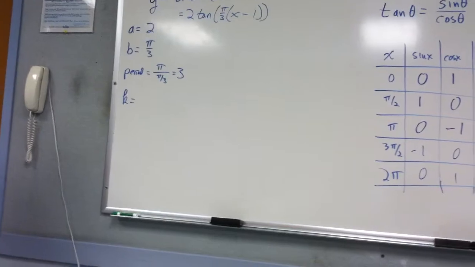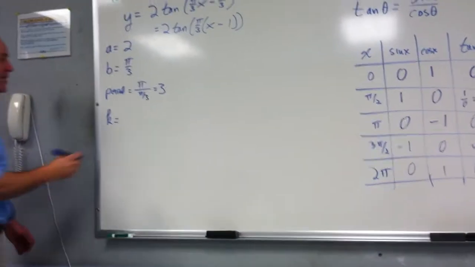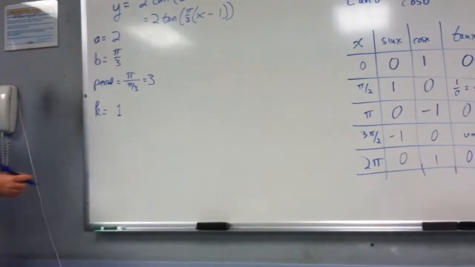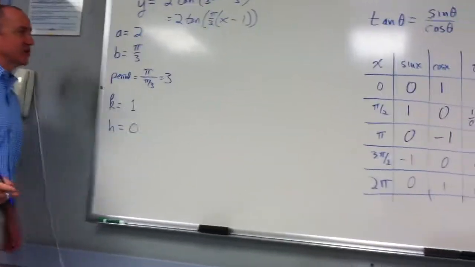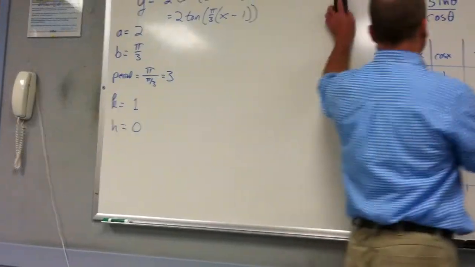It's 1. You have to factor out the pi over 3 before you can figure out the correct shift. K. Right. K. It's 1. I was thinking of H. Yep, and H is 0. There isn't one. There's no up or down on this one. Okay, so how does this play out?